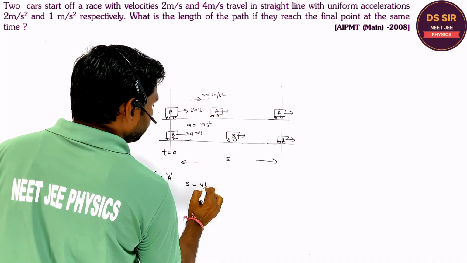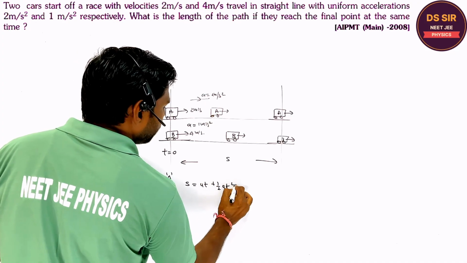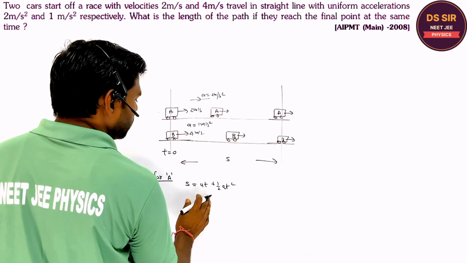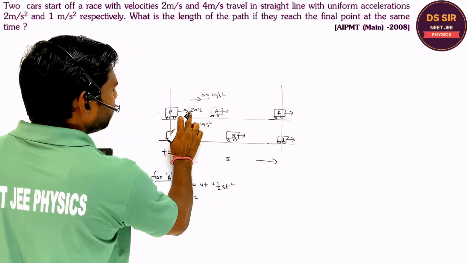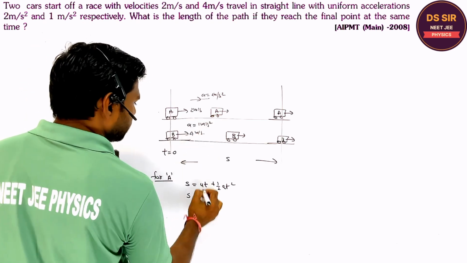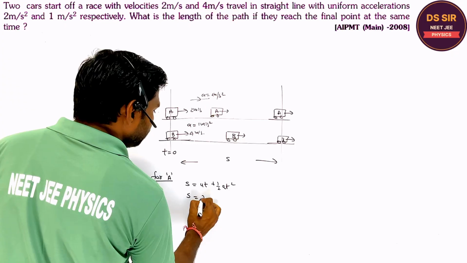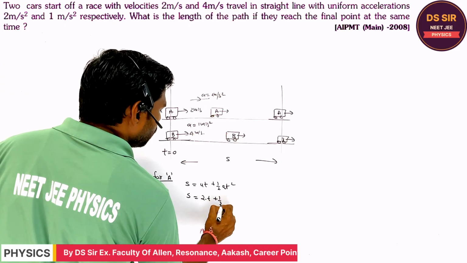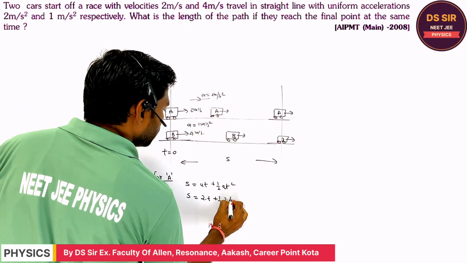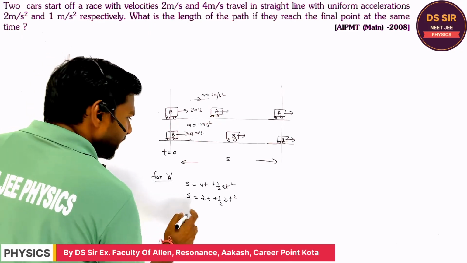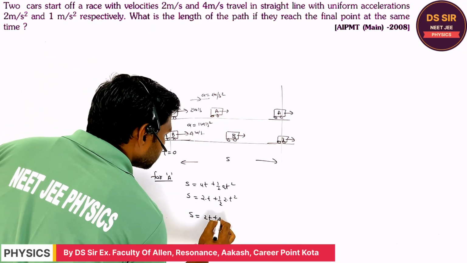s is equal to ut plus half at square. You can apply it. What is the displacement? Suppose the displacement is s. The initial velocity, I am writing u. The time we don't know. The acceleration is 2, into t square. For car A I am writing s is equal to 2t plus t square.